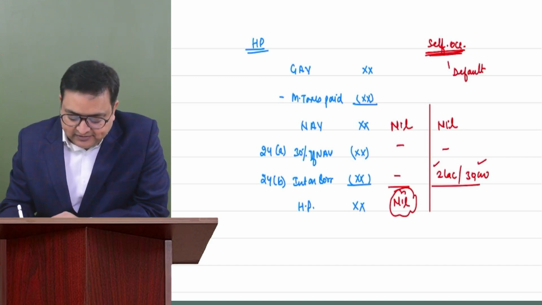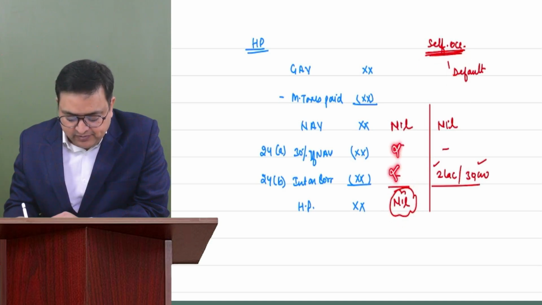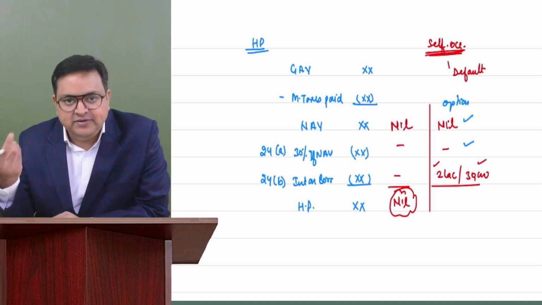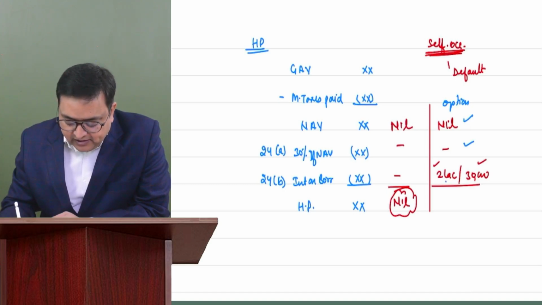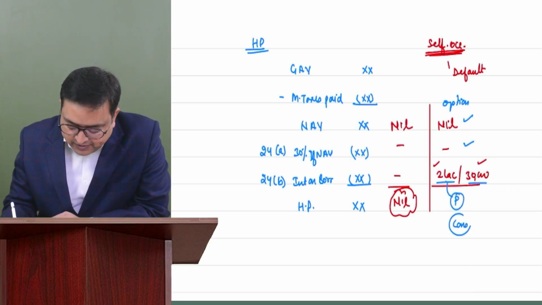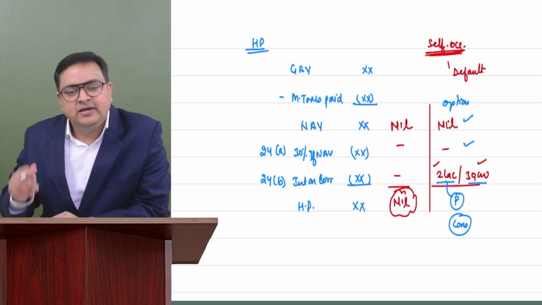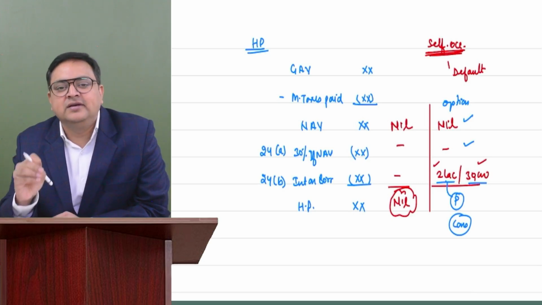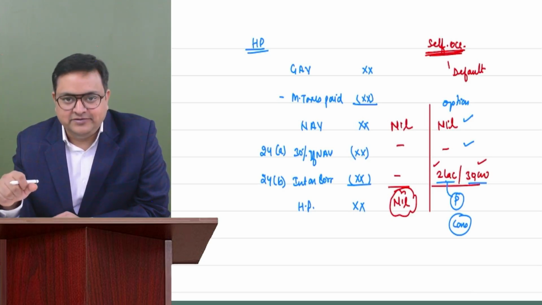So if the property is self-occupied, in case of default regime, obviously the income would be zero because there is no 24A, 24B. In case of optional regime, NAV would be nil. 24A standard deduction would be 30% of nil, zero, of course. But 24B interest on borrowing is limited to either 2 lakh or 30,000. In case of purchase or construction of the property, please take 2 lakh rupees as the limit. In other cases, please take 30,000 as the limit. Got it? So this was the difference in default versus optional regime.